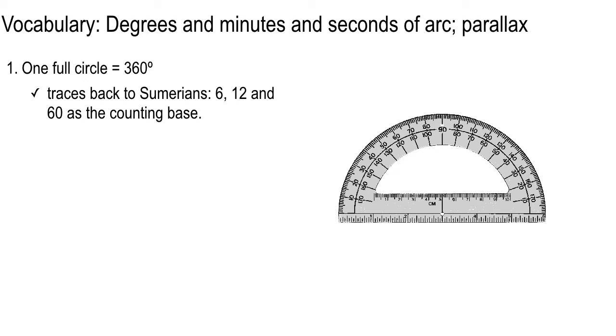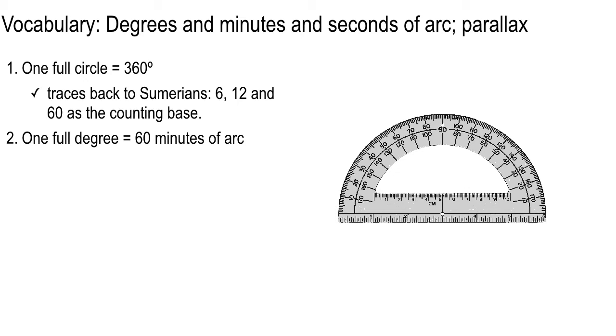So the ancient Sumerians back in Mesopotamia, they were the ones that figured out the zodiac, and they divided it up into 12 regions. Their counting system was based on 6, 12, 60, and so on, and 360 traces back to that. Now, one full degree can be subdivided into 60 minutes of arc. Okay? And so a minute of arc is a 60th of a degree.